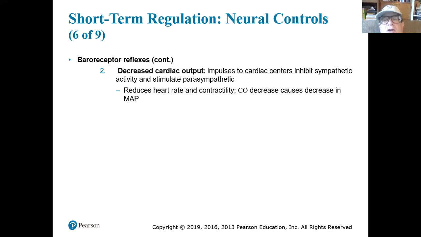Baroreceptors could send a signal to the cardiac centers that will inhibit sympathetic activity and stimulate parasympathetic activity, sending signals down the vagus nerve, causing the heart rate to go down, the heart contractility to go down, and that will make cardiac output go down.